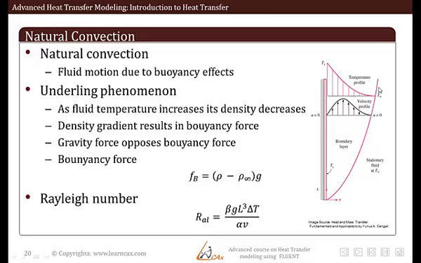Also, because of this thermal boundary layer, there is velocity induced in this particular domain, and you can see this is how the motion is dictated by the velocity profile because of natural convection. There are natural convection currents that are developed.